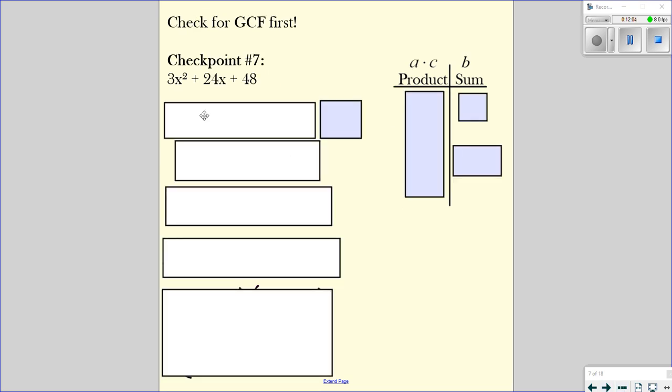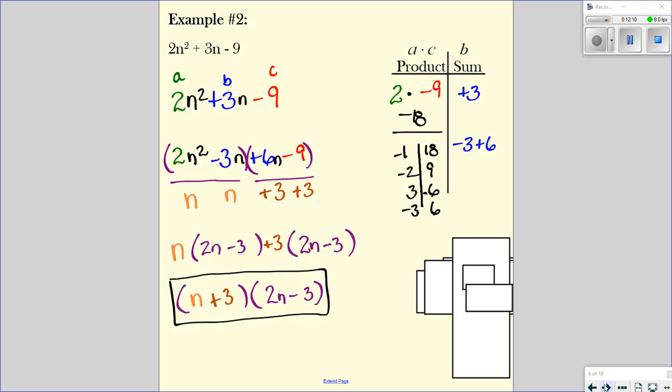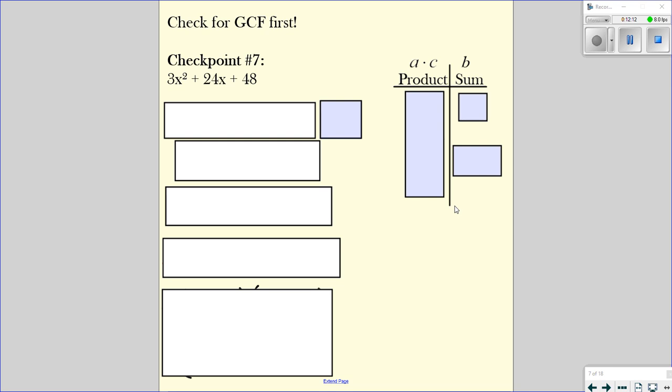Okay, let's go for another one. All right. Let me go back to that one. So that should say example 3. So let me just change that so that way it matches with what you have in your guided notes. Now let's try that again.